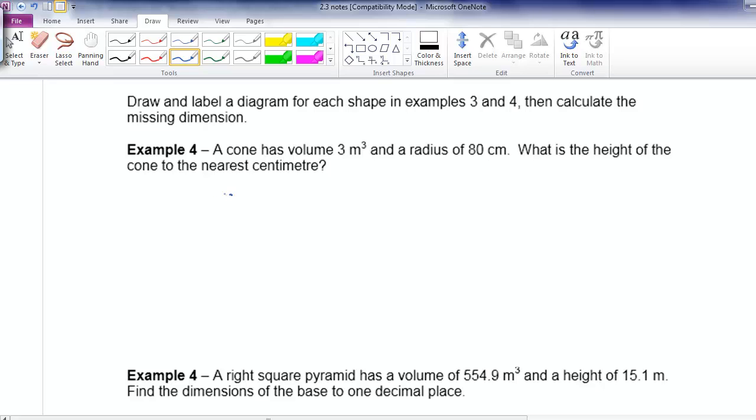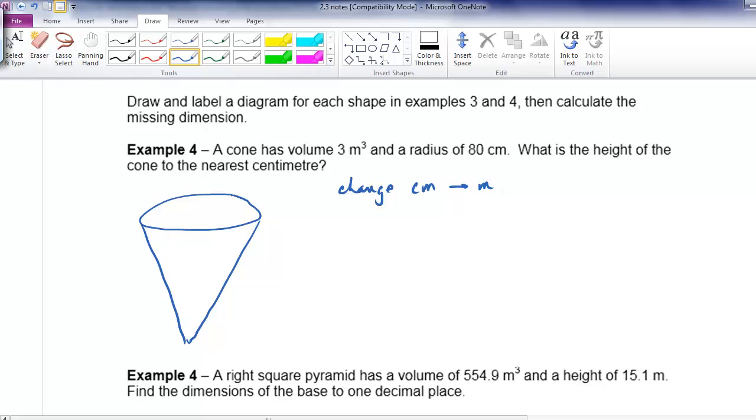A cone has volume 3 meters cubed, and a radius of 80 centimeters. So the first thing I want you to notice is the units do not match. If we're going to do our calculations, we have to make sure our units match. Now I'm going to do the easy way, and I'm going to ask you to do the hard way. The easier way is going to be to change centimeters to meters.